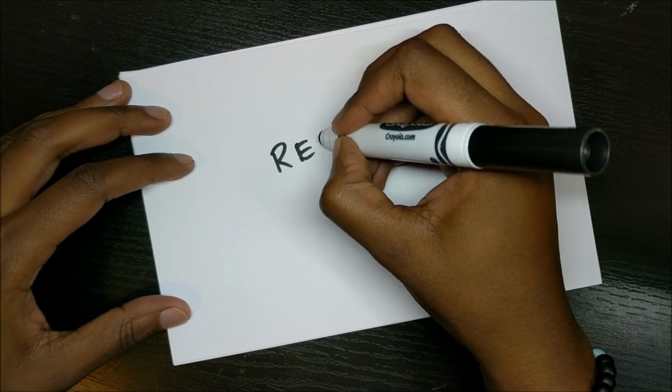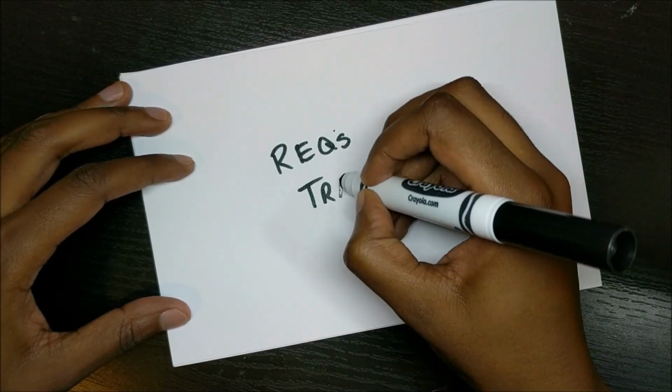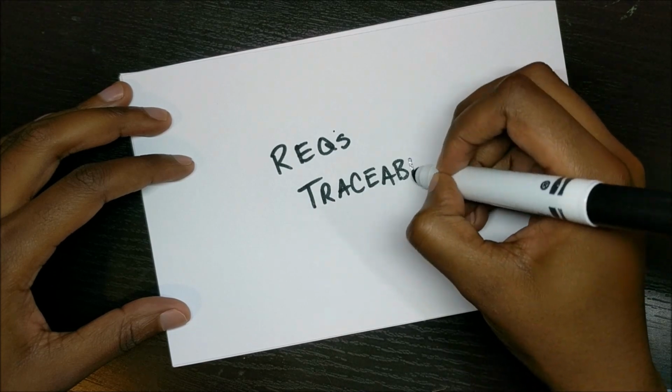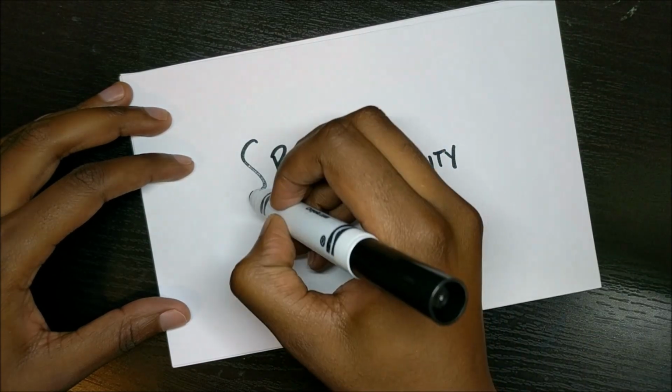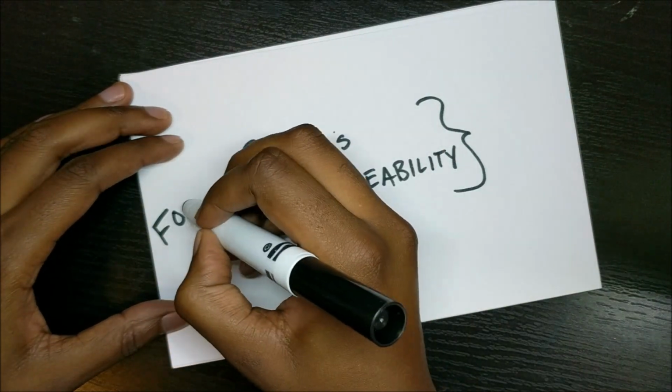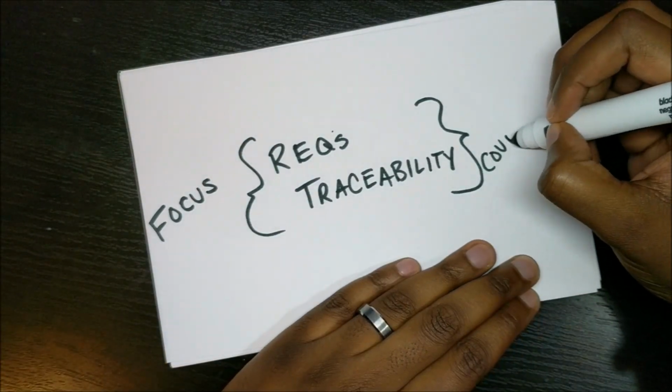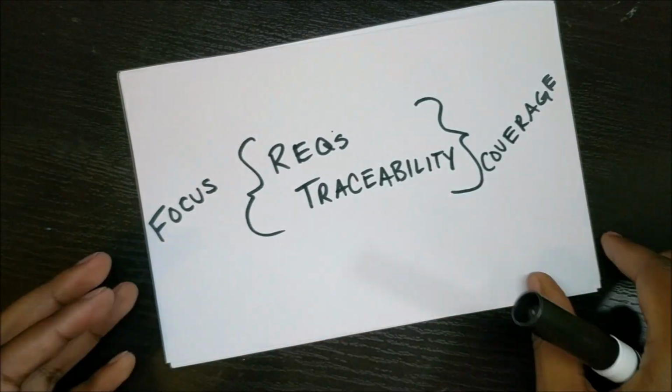First, why should you trace requirements? Tracing requirements is all about coverage and focus, depending on which way you're reading the flow. And a matrix isn't always necessarily the best way to accomplish this, which we'll talk about as we go along.